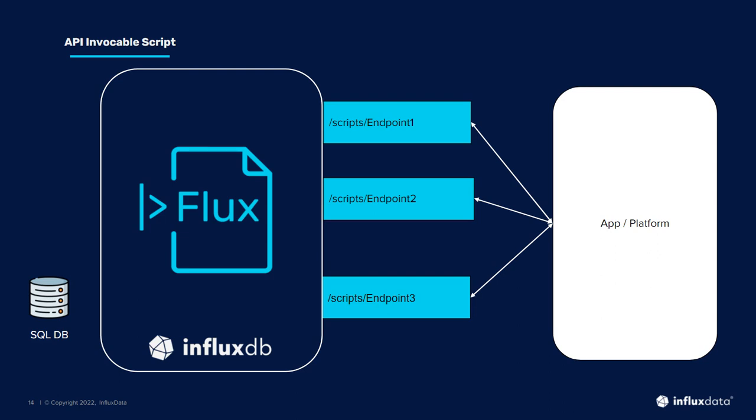So what exactly is an API invocable script? Like most platforms, InfluxDB ships with a REST API, and this allows you to control every aspect of InfluxDB: writing, querying, database administration, et cetera. And what many developers wanted was the ability to extend this core functionality with their own endpoints. And to do this, we created the API invocable scripts. So in its most abstract form, an API invocable script is a unique endpoint exposed by InfluxDB's REST API, which triggers a custom Flux script.